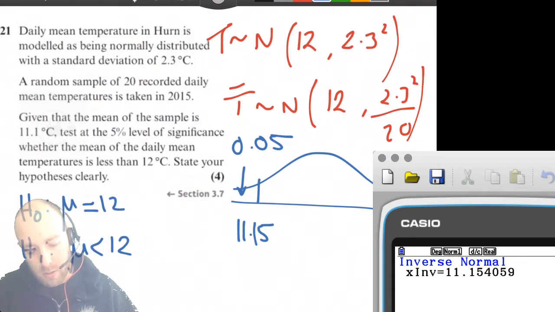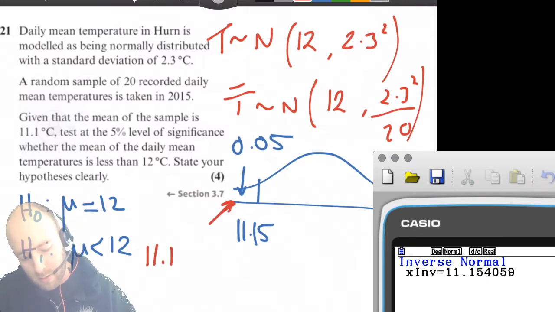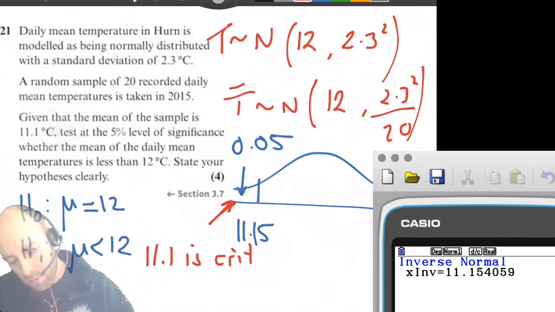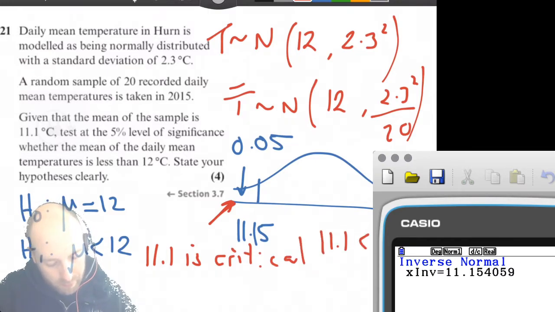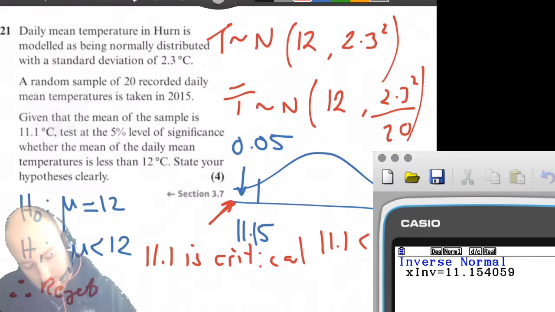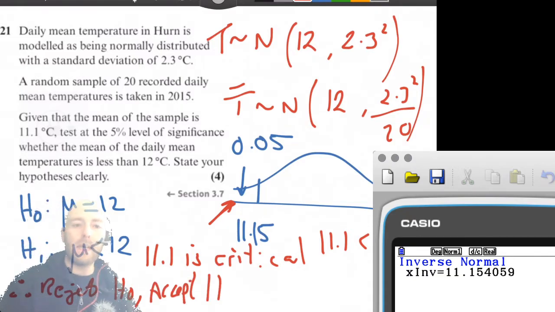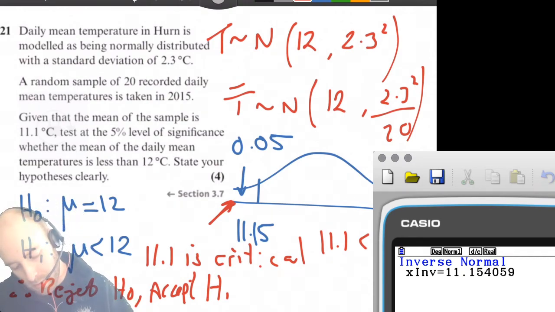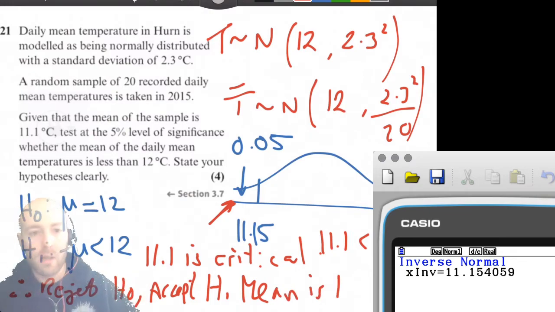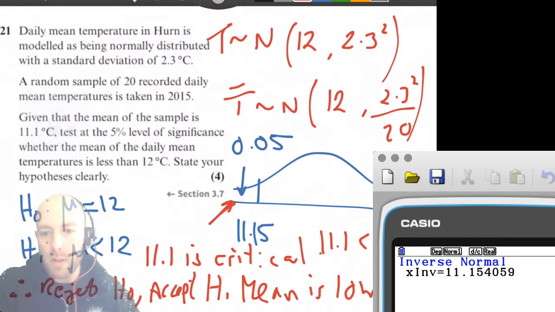Cool. Okay, well, our value was 11.1. So 11.1 is going to be critical, because 11.1 is less than 11.15. So therefore, reject H0, accept H1, and then we can say there's data to suggest that the mean is lower.